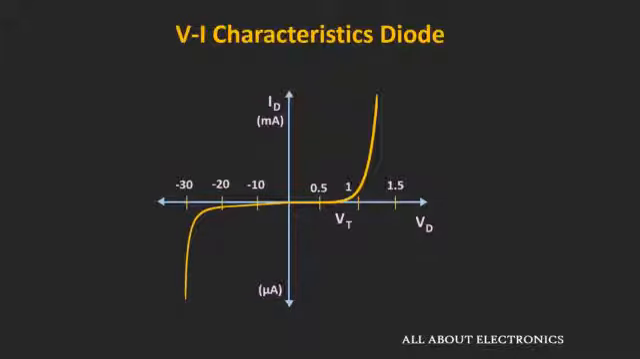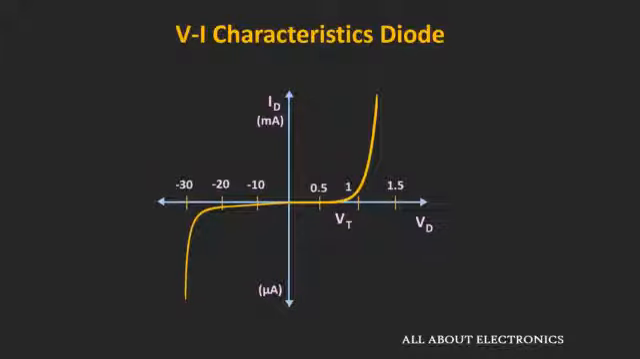But don't get confused by the symmetricity, because here in this graph both the positive and the negative axis have a different scale. For example, on the positive y-axis we have a scale in milliampere, while on the negative y-axis we have a scale in microampere. Similarly, on the positive x-axis, the voltage varies like 0.5 volt, 1 volt and 1.5 volt, while on the negative x-axis, the voltage scale varies like minus 10 volt, minus 20 volt and minus 30 volt. So because of the different scale, this characteristic looks symmetrical on both axes.